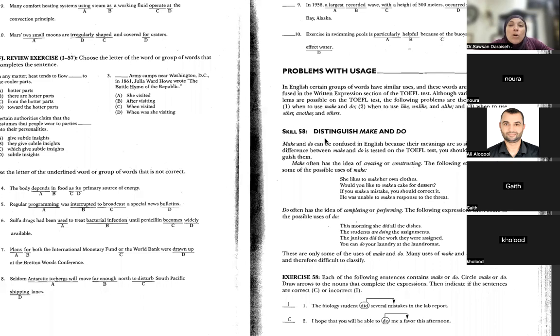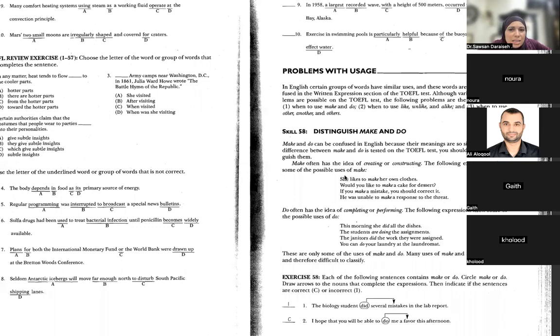Now, why did you say this? Why did you decide? Although make and do almost mean the same thing, what made you say make here and do here? Lots of people make mistakes with this. Do you know that? Let's see the difference between them. In English, certain groups of words have similar uses, and these words are sometimes confused. So these are among the words that are confused when people want to use them in English. That's why we have them in the TOEFL test, okay? Although various usage problems are possible on the TOEFL test, the following problems are the most common.